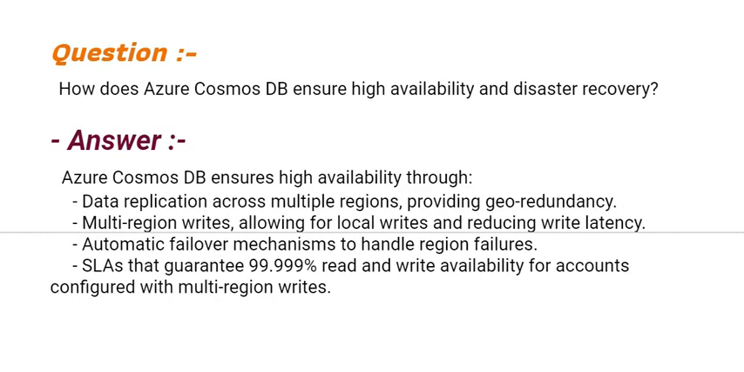Our next question is, how does Azure Cosmos DB ensure high availability and disaster recovery? Your answer should be, Azure Cosmos DB ensures high availability through data replication across multiple regions, providing geo-redundancy, multi-region writes allowing for local writes and reducing write latency.